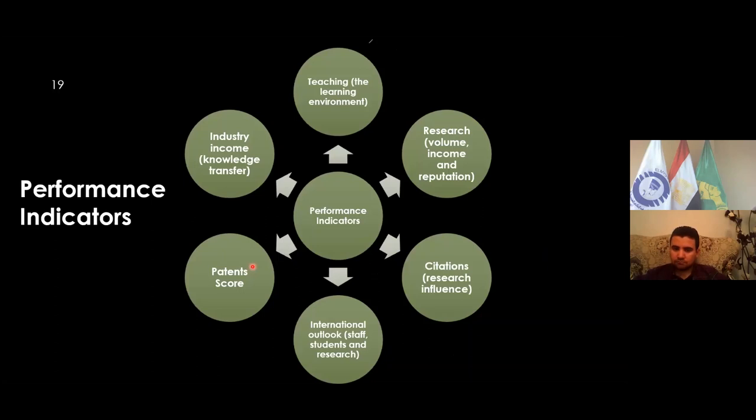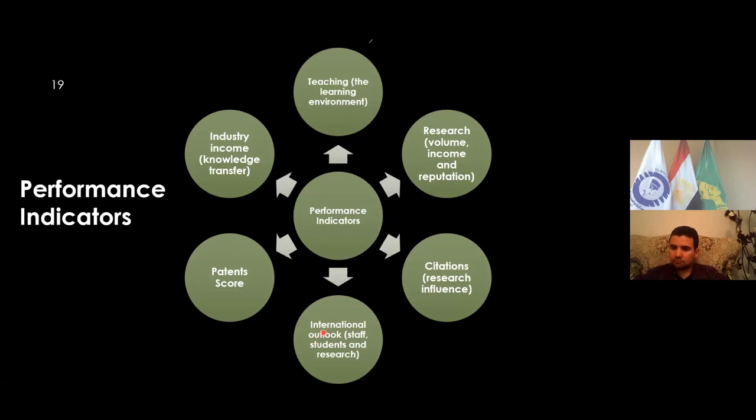These are the performance indicators they look at inside the ranking. If we are talking about teaching, they look at the learning environment you are giving. When they talk about research, they look at volume of publications, income coming for research, and your reputation as a university for research. They look at the citations of your research. It doesn't matter that you publish 100 papers with zero citations, because this means no one is interested in your research. So citation is the most important; citation means research influence.